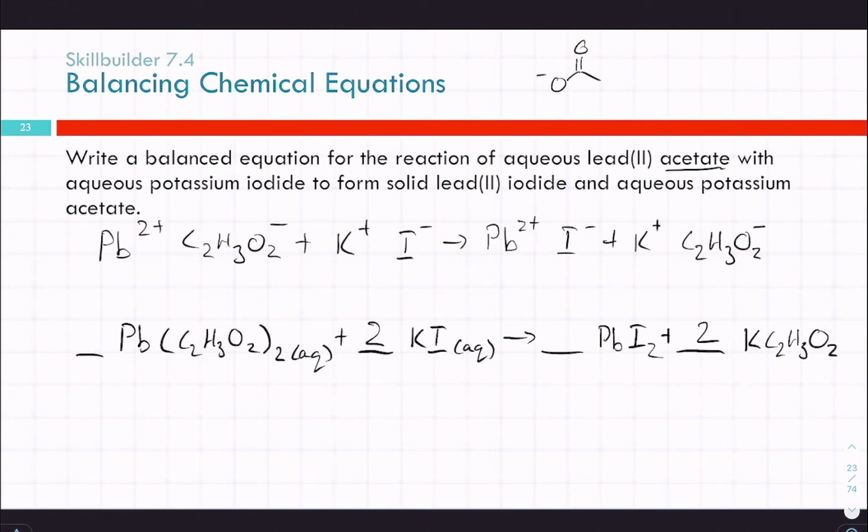Because if we go back to lead, if we did acetate here, we go back to acetate here, there's 1 lead and 1 lead. So don't need to change anything else. But we can always check. So Pb, it doesn't matter which order you write these in. I just go left to right. So 1 lead, 2 acetate, 2 potassium, 2 iodine.